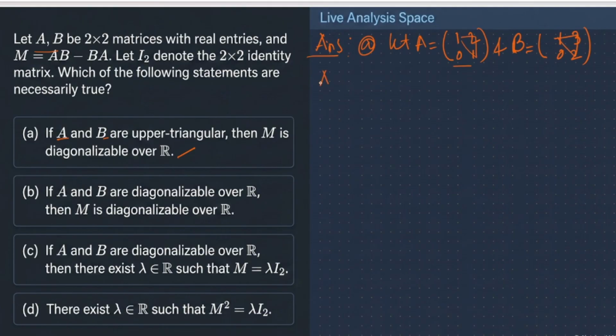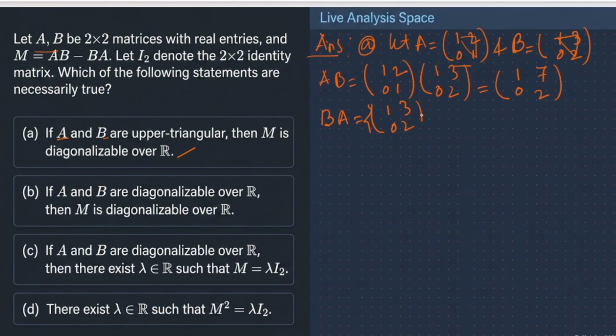Now we find AB. What is AB? 1, 2, 0, 1 times 1, 3, 0, 2. Multiplying this, we get 1, 7, 0, 2. And BA. What is BA? B equals 1, 3, 0, 2 and A equals 1, 2, 0, 1. Multiplying this, we get 1, 5, 0, 2.